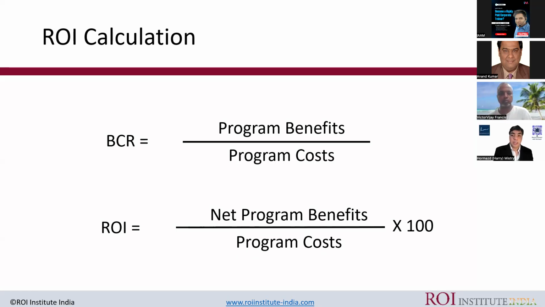When you look at ROI, that's a return on investment. It's measured as a percentage. The formula to calculate that is your net program benefits divided by your program costs multiplied by 100.